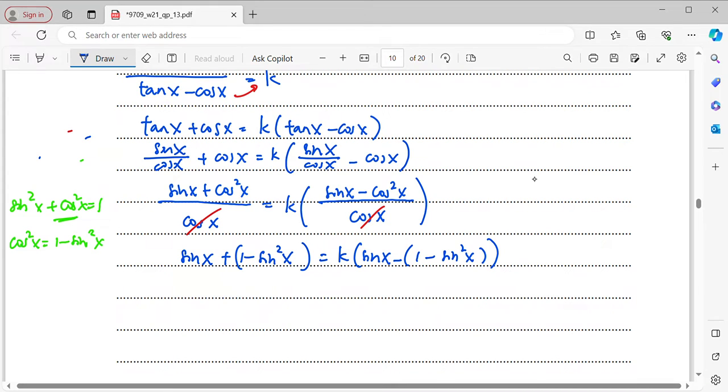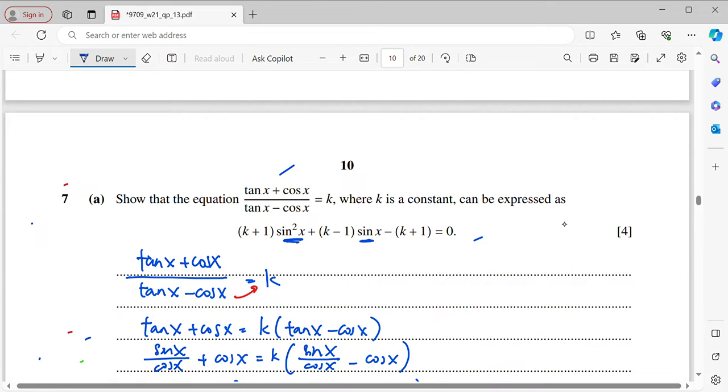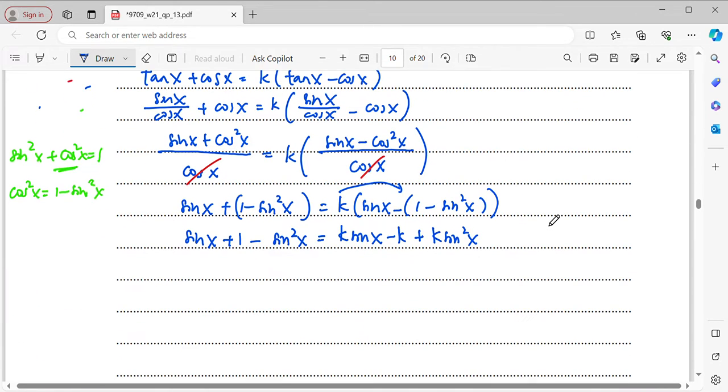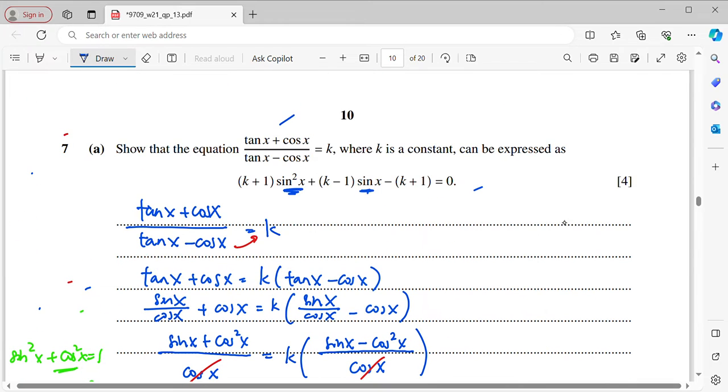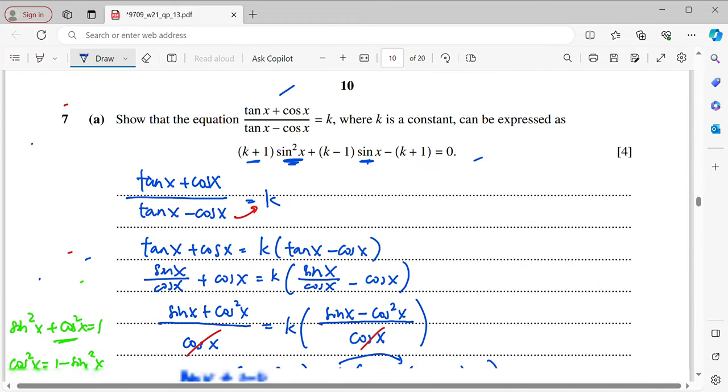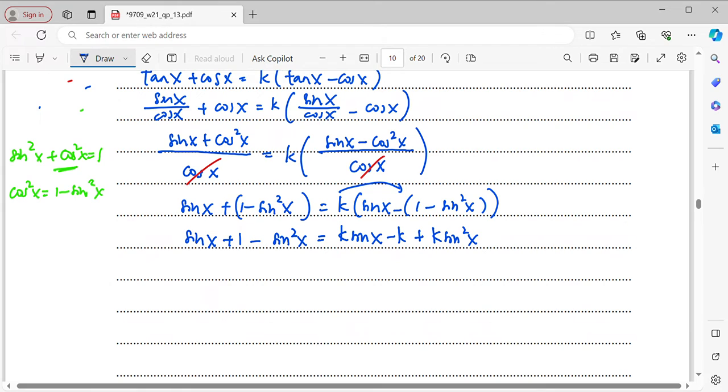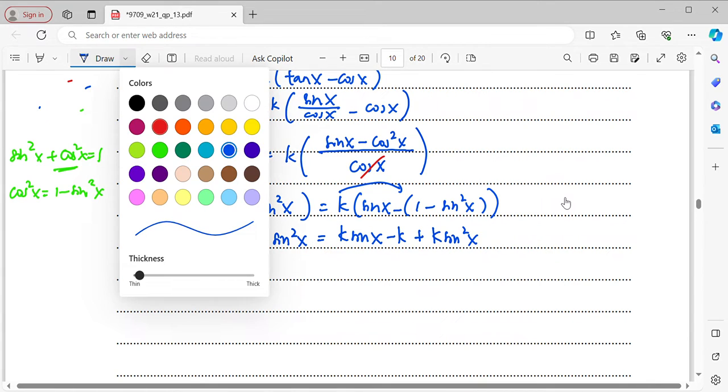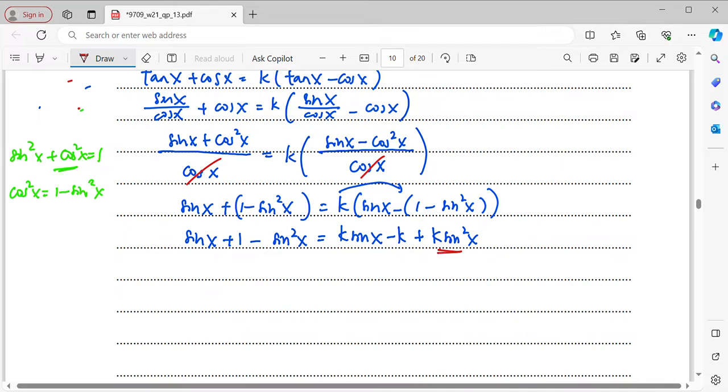Then now when you open the bracket, sine x plus 1 minus sine square x, the right hand side will be k sine x, then this k times it will be negative k, then plus k sine square x. Then from the question, we need to group the sine square x and the sine x together. So I will move all the terms from the left side to the right side because I have the k sine square x on the right hand side. So all these terms move to the right side and rearrange.